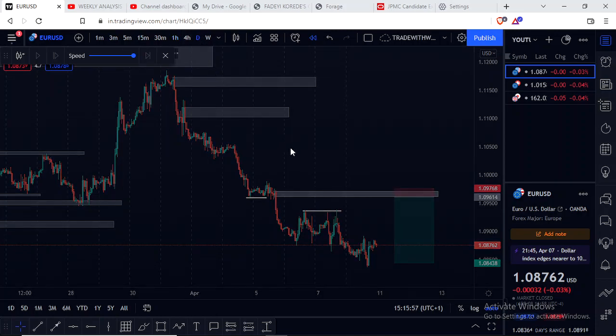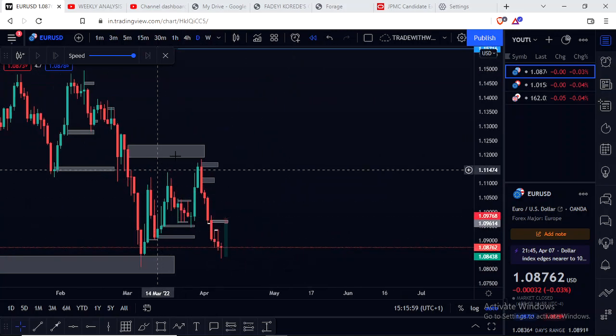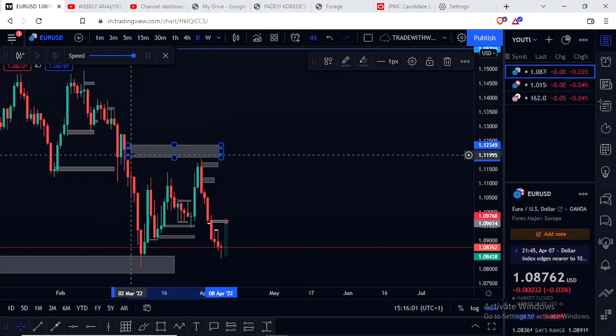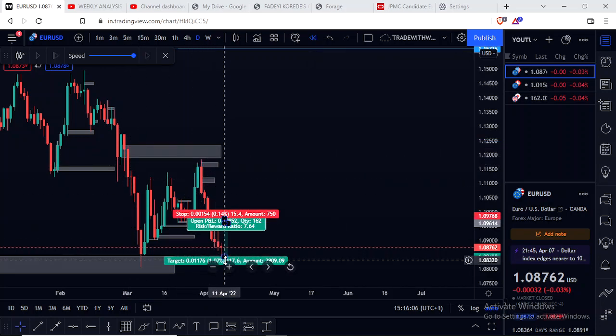So let's check the daily time frame. You can see maybe where it's heading to. You can see it's tapped into this daily zone here. This is the overall daily zone. It's almost tapped into it and then started selling since then.